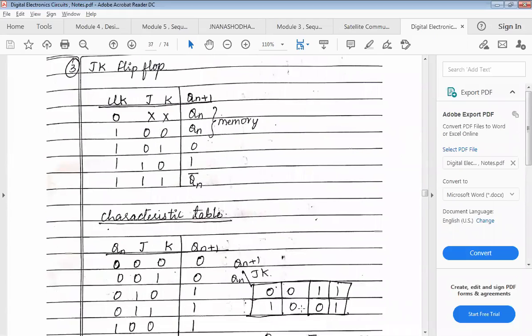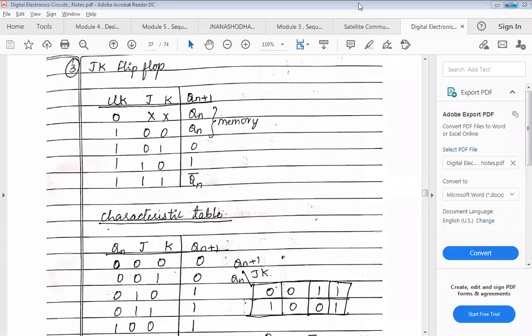Can someone tell me what's the full form of JK? What's JK? It's the inventor's name. I forgot the name. The inventor's name, correct. Sir, is it Jack something? Jack Kilby. That's right. He was the inventor of the IC, so this flip-flop is named after him, JK.